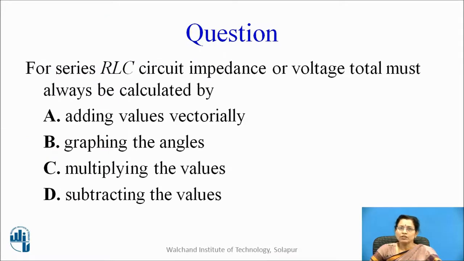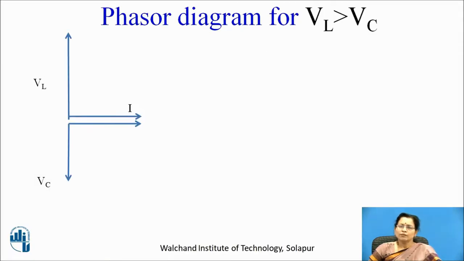Now pause the video and think: for a series RLC circuit, impedance or total voltage must always be calculated by A, adding values vectorially, B, graphing the angles, C, multiplying the values, and D, subtracting the values. So what is the answer? The answer is A, because we always calculate the total voltage and impedance by adding the values vectorially.